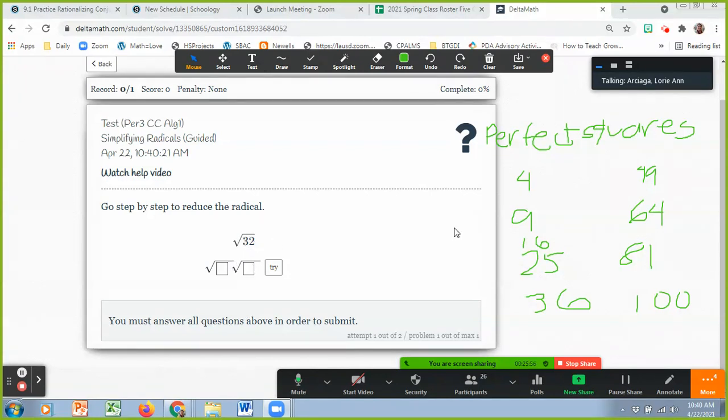So 32, what number here can divide 32? If you don't know where to begin, go for the closest one, which is 36. 36 does not go into 32. Go backwards. 25 doesn't go into 32. Go backwards again. 16, very good. 16 goes into 32. So let's type that in. 16 times 2. Are you getting that? And then you click on try.